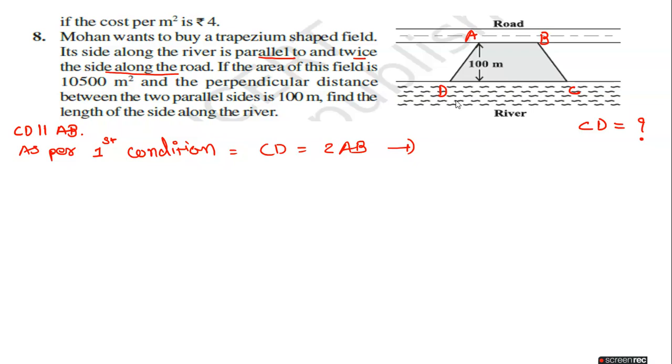Area is given. Now I want your suggestion. What should we do? Which formula should we apply? One half into height into parallel side, that is a little bit wrong. Let me write here: a plus b. Then area of field, otherwise you can write area of trapezium also.